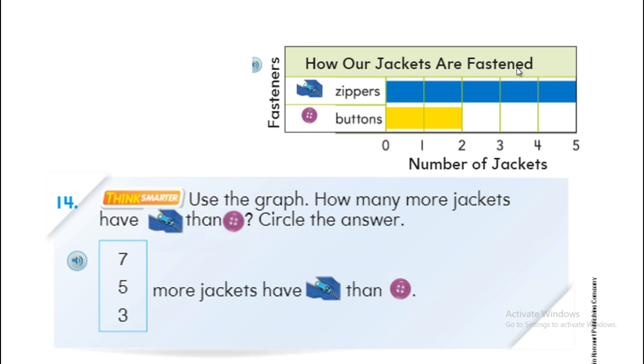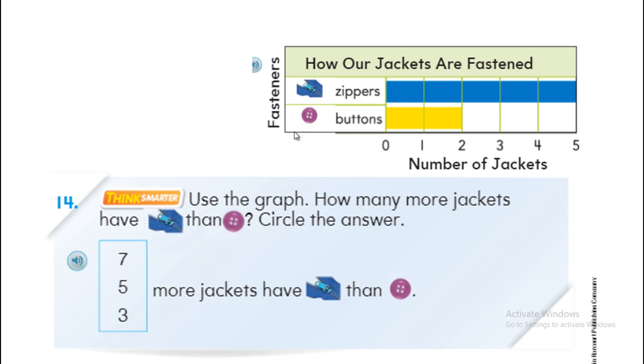What do we use to close our jackets? We have 2 choices here to fasten the jackets or close them: zippers and buttons. How many children said that their jackets are fastened with zippers? Let's go to the zippers bar all the way to the end. Fall on the ruler and read the number. So 5 jackets are fastened with zippers.